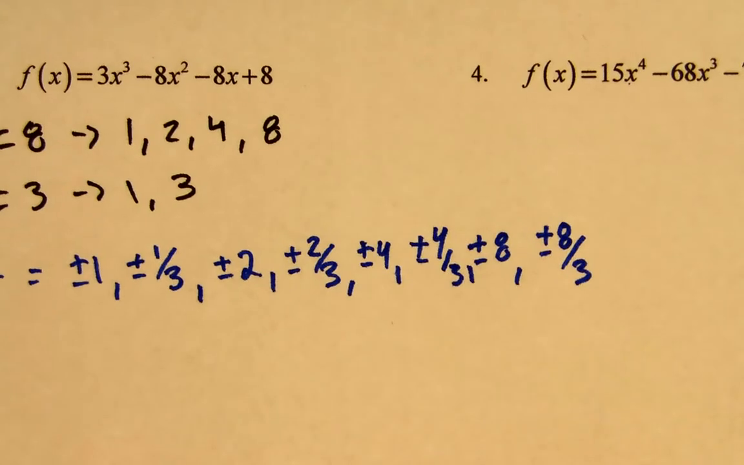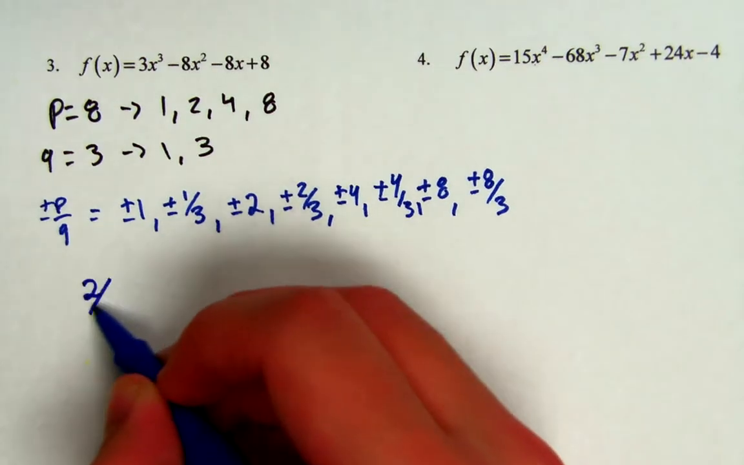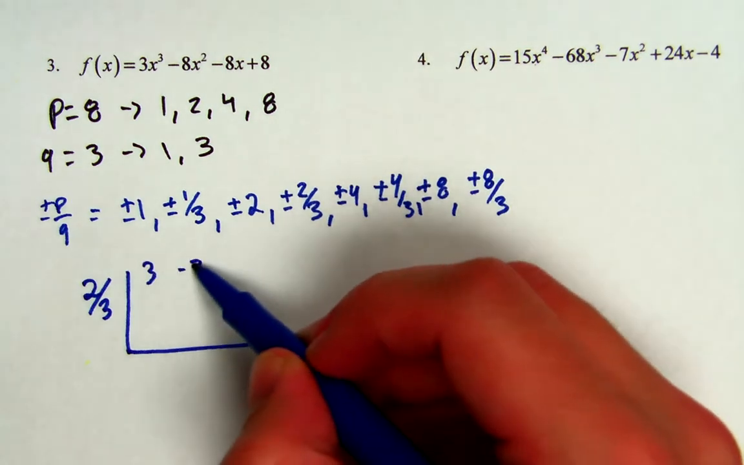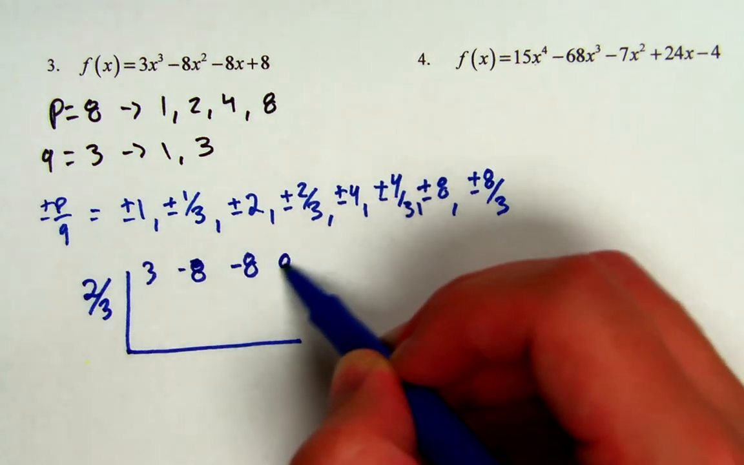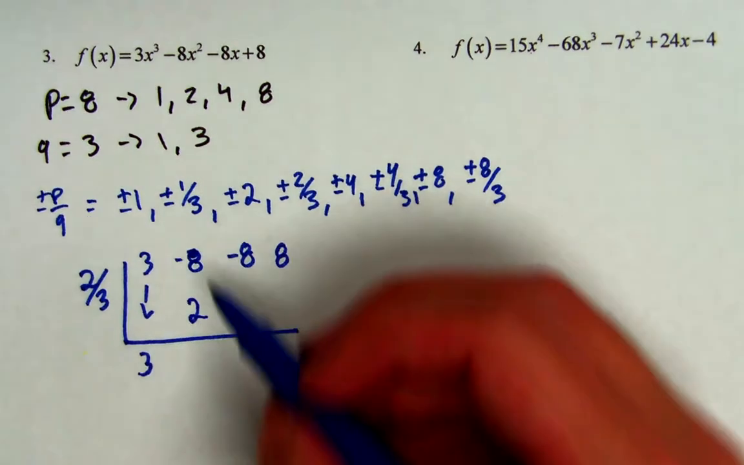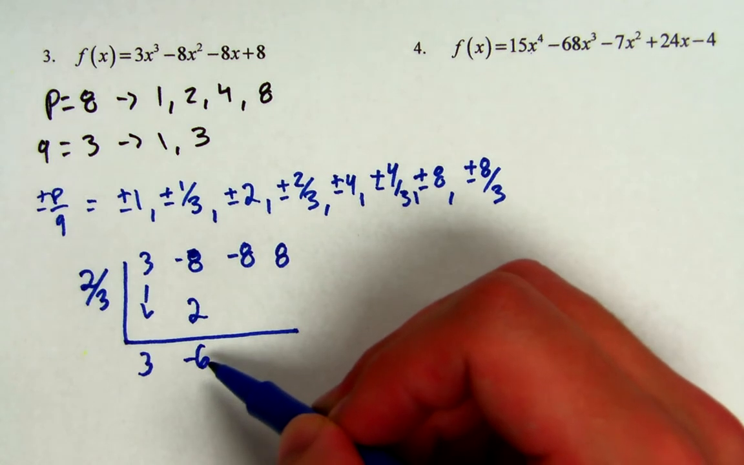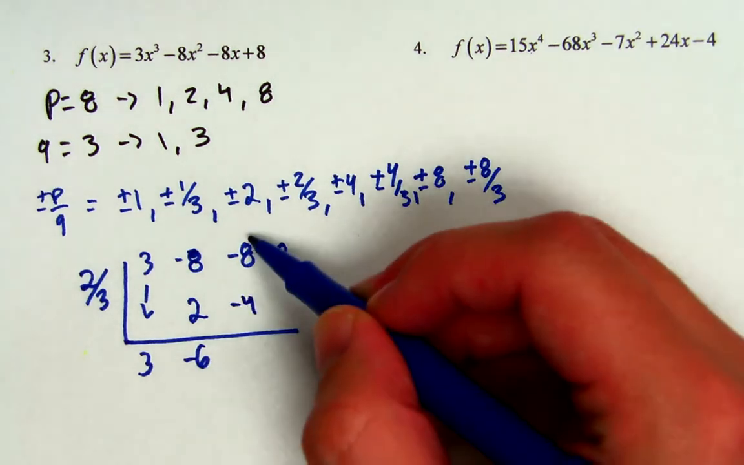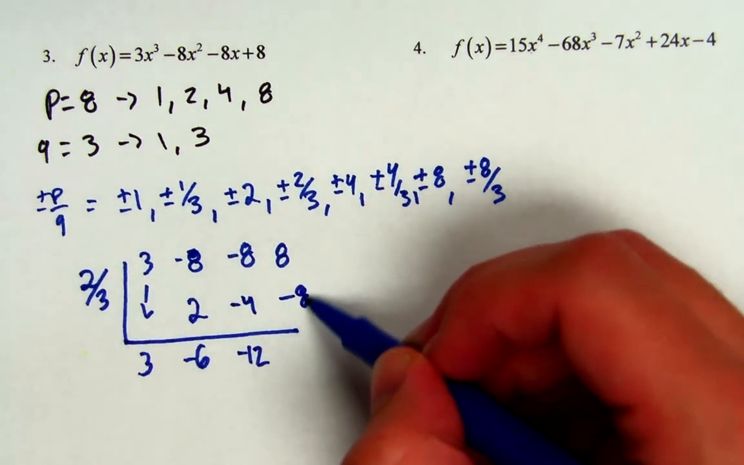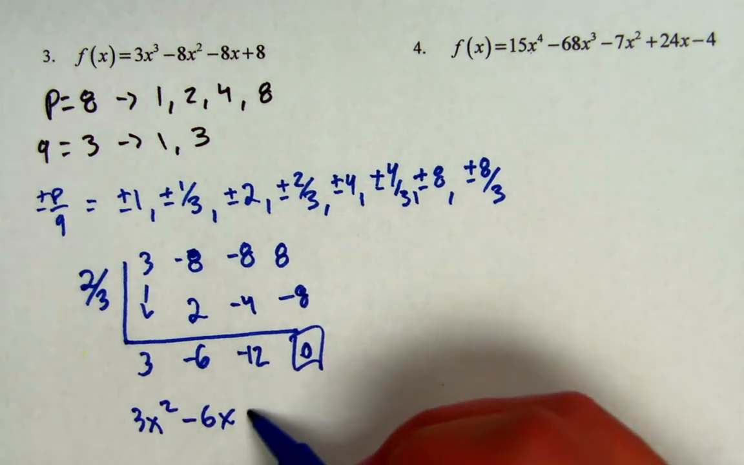So I'm going to take 2/3 and use that to synthetically divide. So 2/3, and then I got 3, -8, -8, +8. Bring down 3. 2/3 of 3 is 2, -6. 2/3 of -6, well that's -12 divided by 3, -4. Get -12, so that's -24 divided by 3, it should be -8. Well, now I've got 3x squared minus 6x minus 12.